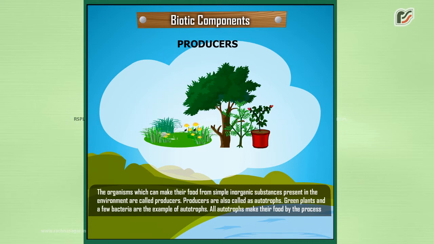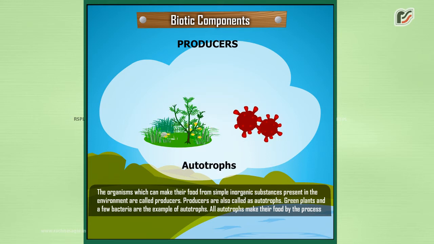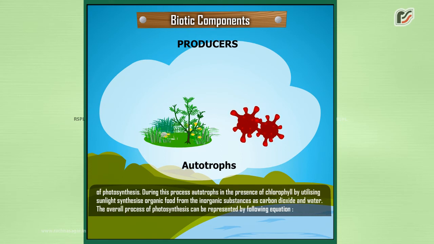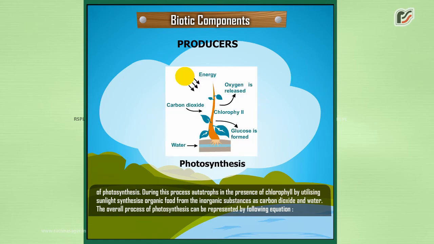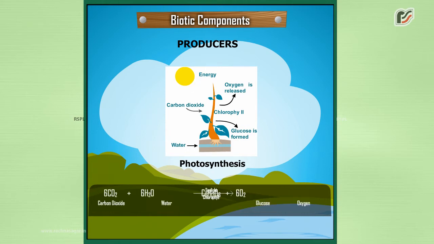called producers. Producers are also called autotrophs. Green plants and a few bacteria are examples of autotrophs. All autotrophs make their food by the process of photosynthesis. During this process, autotrophs, in the presence of chlorophyll, by utilizing sunlight, synthesize organic food from inorganic substances such as carbon dioxide and water. The overall process of photosynthesis can be represented by the following equation.